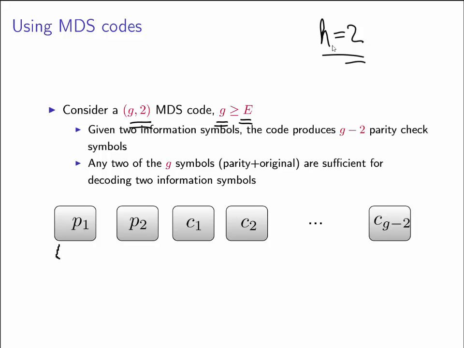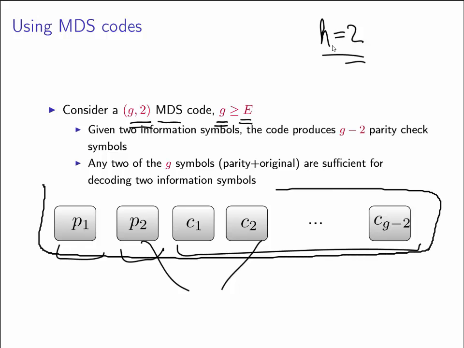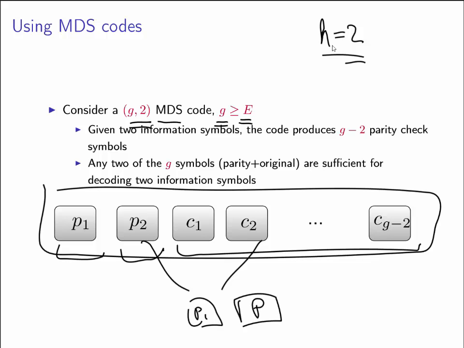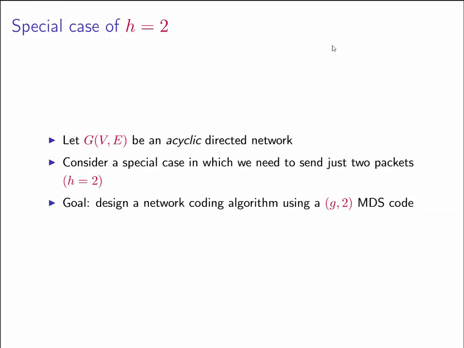So then we'll have P1 and P2, and then we have g minus 2 parity packets, from C1 to C_{g-2}. Since this is an MDS code, any combination of 2 packets out of those g packets will be enough to decode P1 and P2. This is just a property of an MDS code, and let's see how to use this in the network.